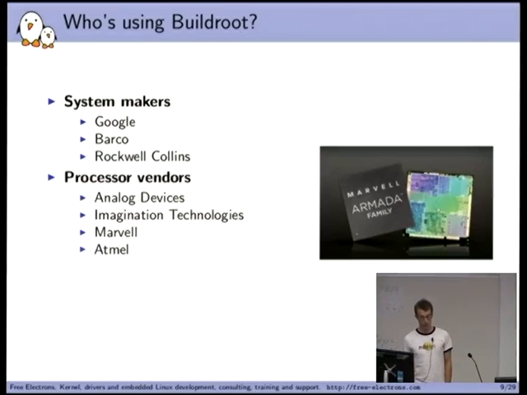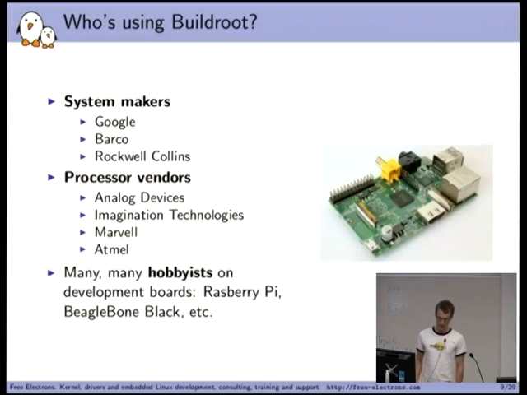We also have a lot of processor vendors that are using Buildroot as their BSP, so they provide their customers a Buildroot that is specifically configured for their own architectures. Like Analog Devices for Blackfin, Imagination Technologies for MIPS, Marvell, Atmel for ARM, and there are several others. And also many hobbyists that do embedded Linux development on boards like Raspberry Pi or BeagleBone Black find Buildroot really nice because it's easy and simple.